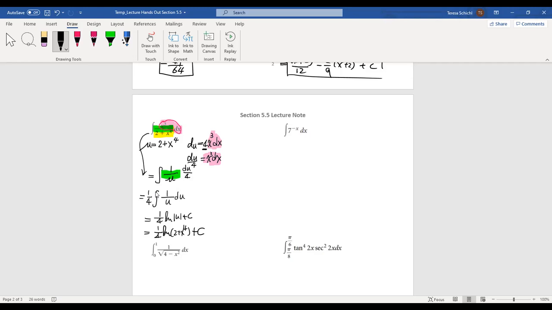This is 7 to the negative x. This looks very similar to what we talked about with antiderivatives, where one of the fundamental formulas is like this. If you still remember, if you have a to the x power dx, this will be itself, a to the x, and then you need to divide by the natural log of a. This is our fundamental formula.